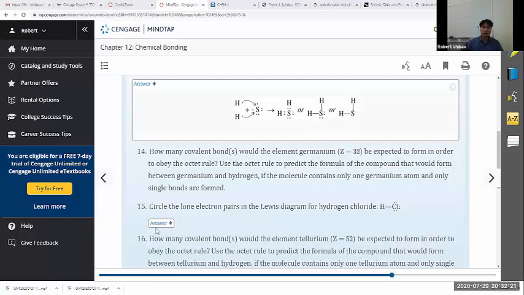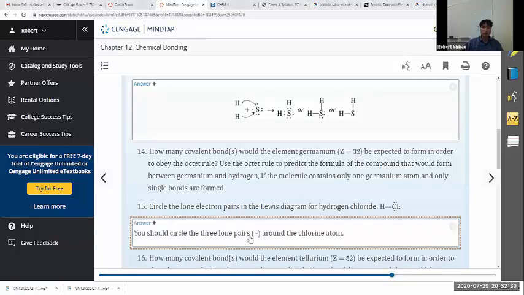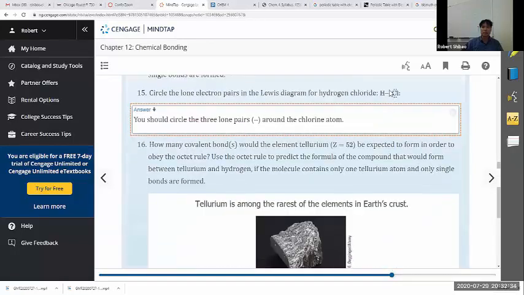Don't do that. Circle the lone electron pairs in the Lewis diagram for hydrogen chloride. Well, here, 1, 2, 3, three of them. Just circle around these double dots. Those are lone pairs. This is what we call a bonding pair. This is hydrogen chloride. It's the gaseous form. Cl.